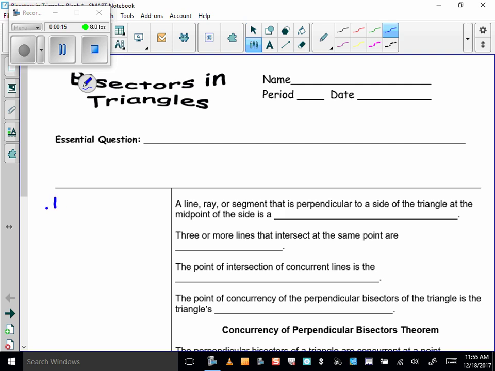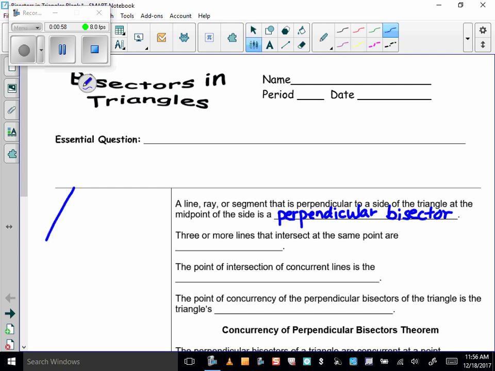So in our last lesson we talked about perpendicular and angle bisectors, right? Here's a repeat of the perpendicular bisector definition. A perpendicular bisector is a line, ray, or segment that is perpendicular to a side of the triangle at the midpoint of the side. This is a perpendicular bisector of a triangle. Of course, since we have three sides of a triangle, we could have three perpendicular bisectors. Let me just show you here.